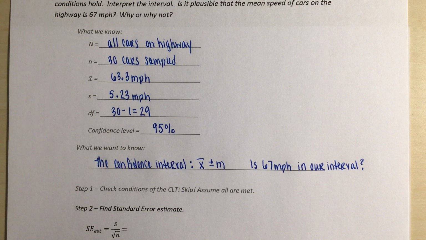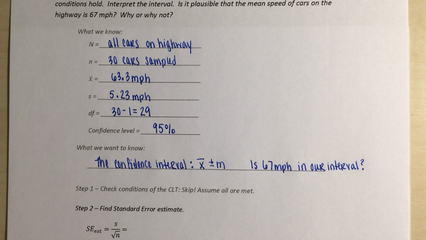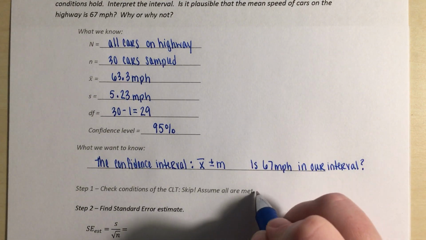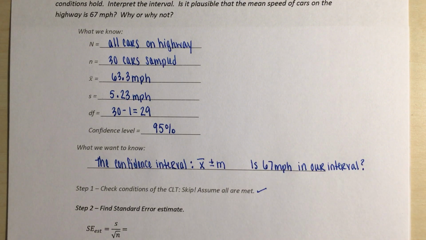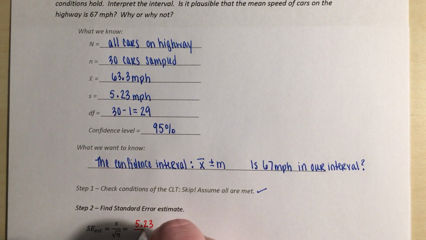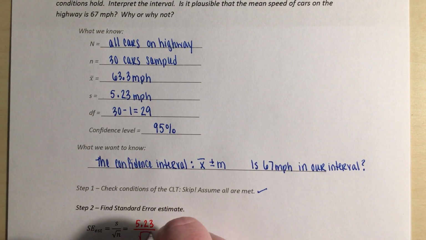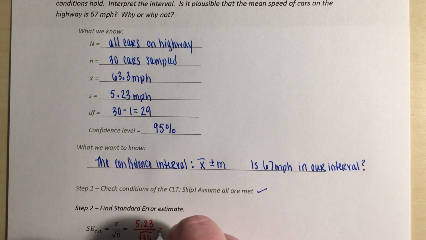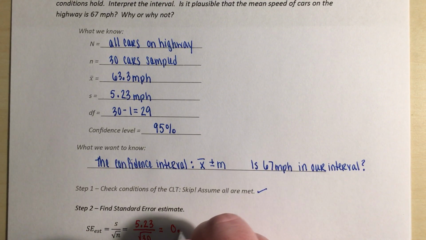All right, so once we have the information that we know, our first step is going to be to check the conditions. In this case, we've done enough of that in the previous examples in section 9.2, so we're just going to skip that part. They are all met. Our sample size, which is really the big thing that we're looking at, is 30, which is large enough. So we're going to find our standard error estimate. So we're going to take 5.23 divided by the square root of 30. We're going to round this off to 3 decimal values to get 0.955.